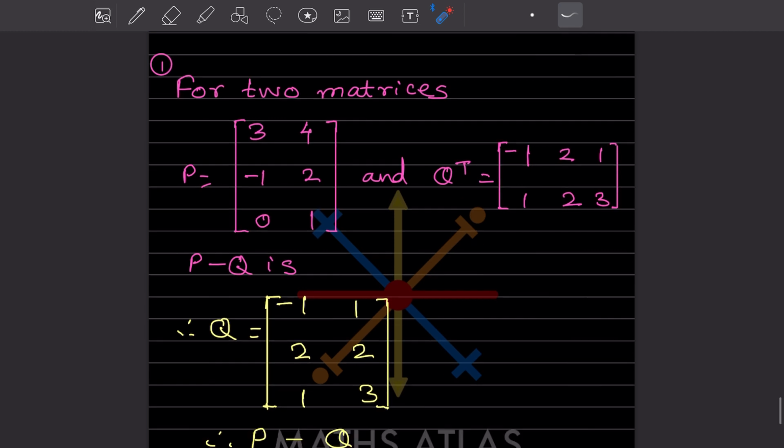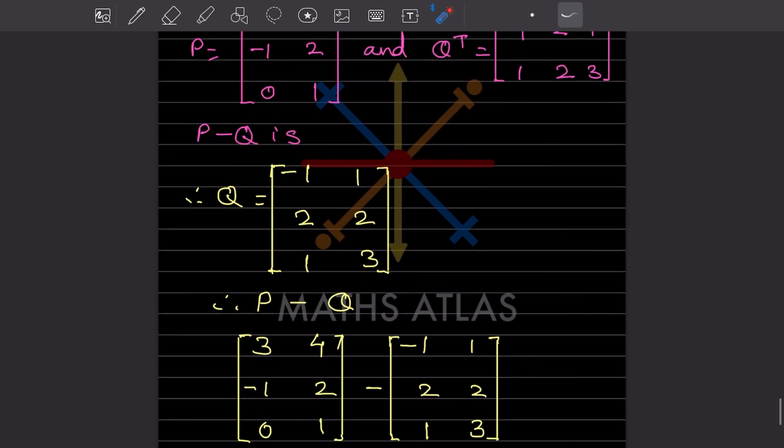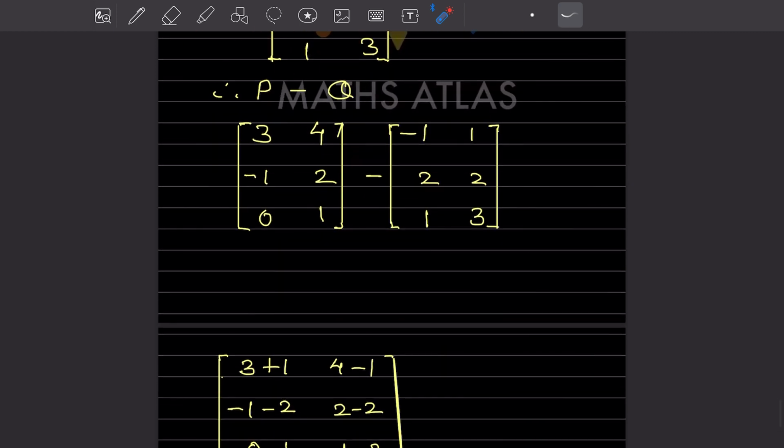So now we want P minus Q. What will we do here? This P, we'll write as it is over here. We'll put a minus sign, and we already got Q here. And then that's very simple. So what am I going to do here? This 3 minus, and minus of minus becomes plus. So 3 plus 1.